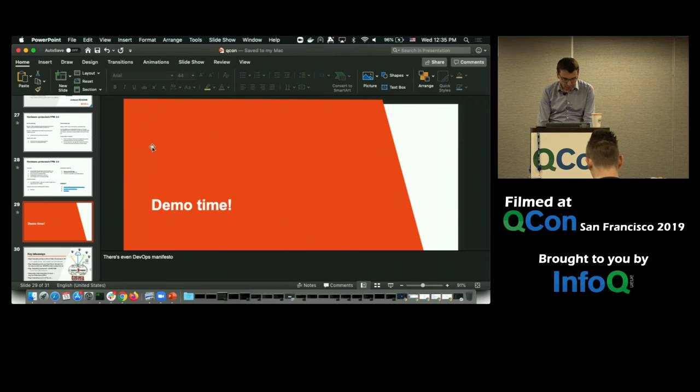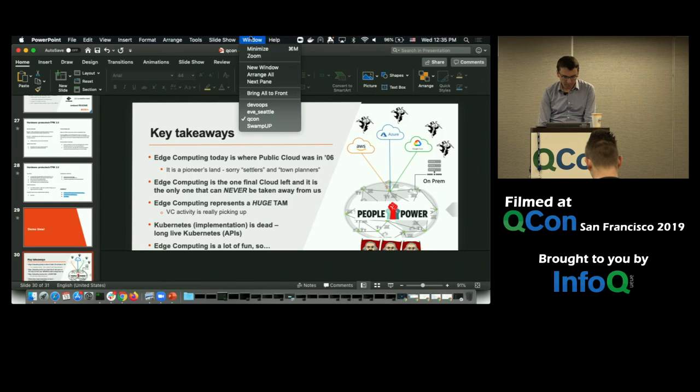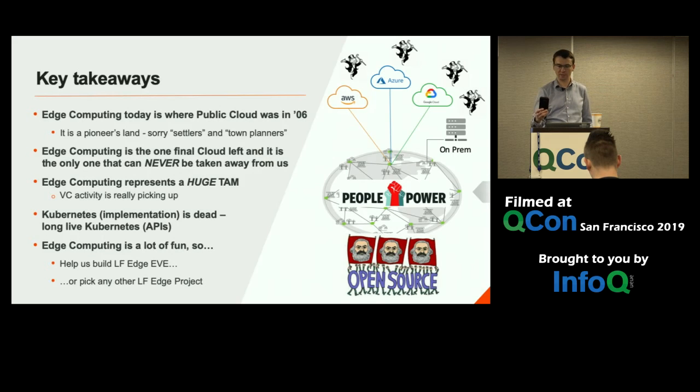So that's pretty much it. Let me show you this takeaway slide and then open it up for questions for as much time as we have. Key takeaways: edge computing today is where public cloud was in 2006. Sorry, I cannot give you ready-made tools, but I can invite you to build the tools with me and us at the Linux Foundation. Edge computing is the one final cloud that's left, and I think it's the cloud that will never, ever be taken away from us.